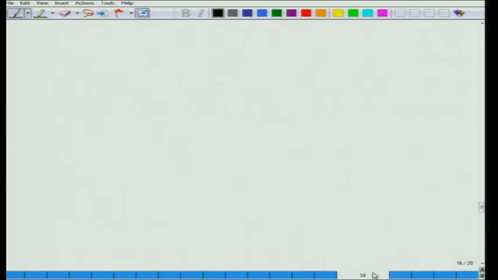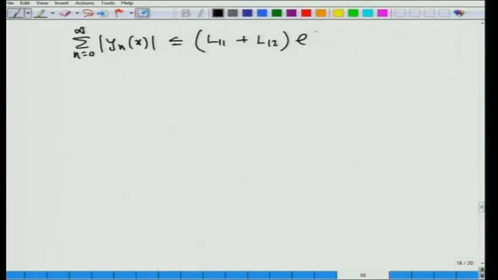Afterwards you will be able to prove that the summation, n running from 0 to infinity, of modulus of yn(x) is less than or equal to L11 plus L12 e to the power L2 modulus lambda times (b minus a). This is the result, and therefore this series is uniformly convergent, and the solution is given by y(x) equal to sigma n running from 0 to infinity yn(x). So, this is the final solution of the given problem.